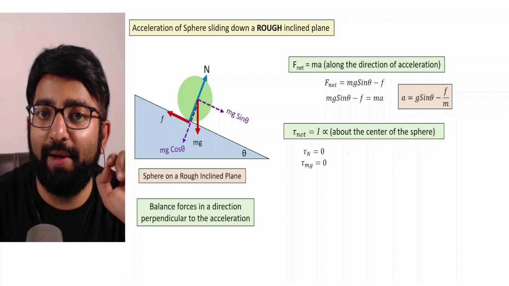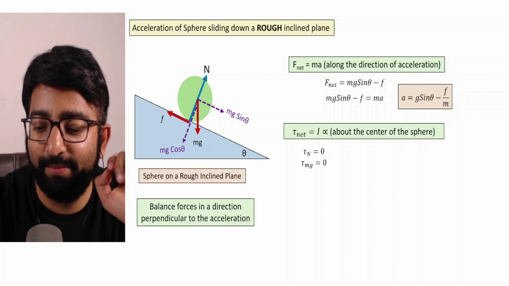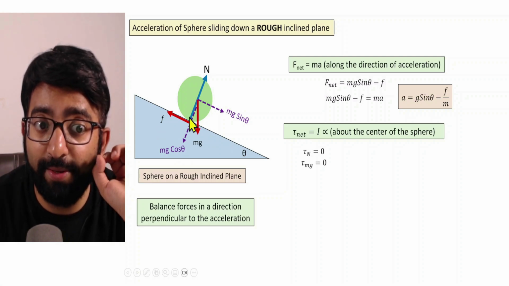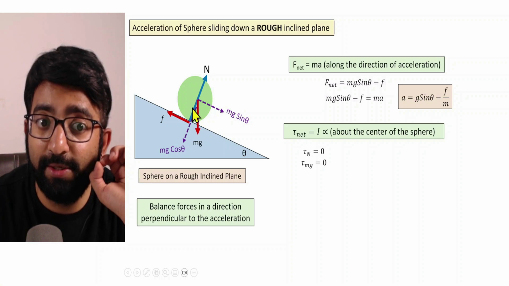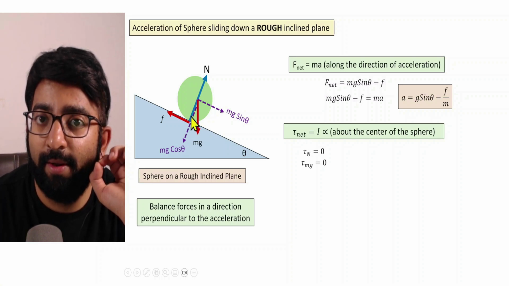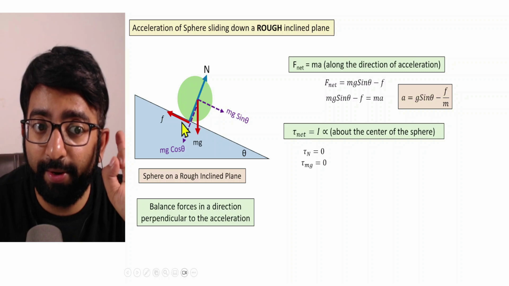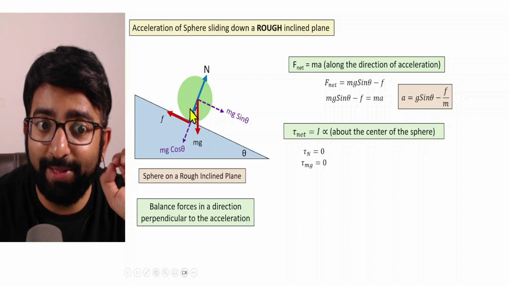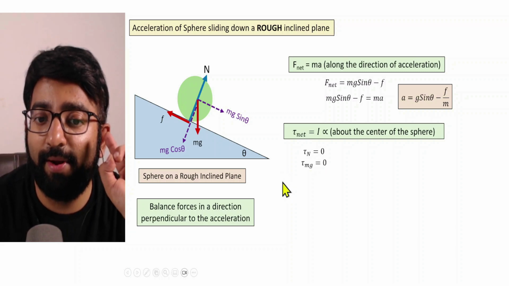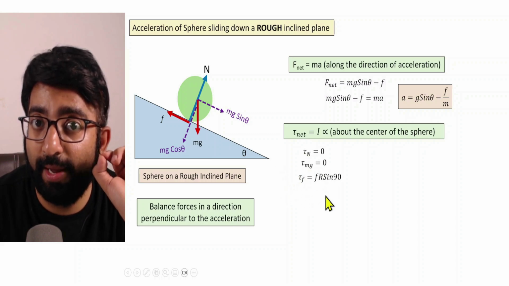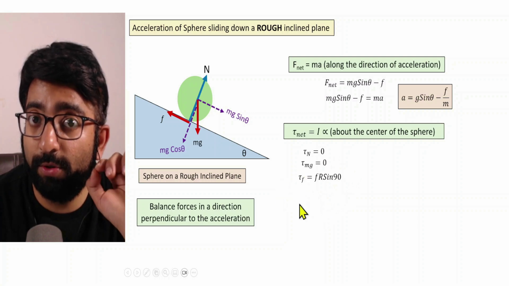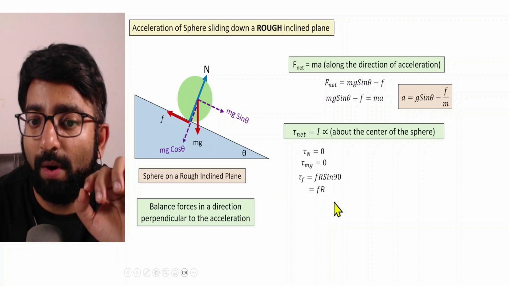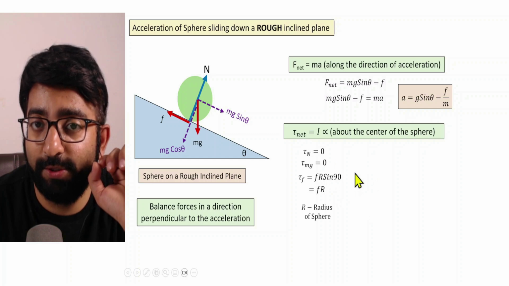And for that, we can apply the formula R F sine theta, where F is the friction, R will be this distance, the distance between the center of the sphere and this point about which friction is being applied. This distance is the radius of the sphere. And theta is the angle between the radius and the friction, and that angle is 90 degrees. Hence, we can write the torque due to friction will be F R sine 90. The value of sine 90 we know is 1. So the torque due to friction will be F into R, where R is the radius of the sphere.